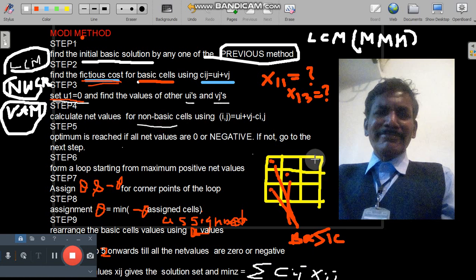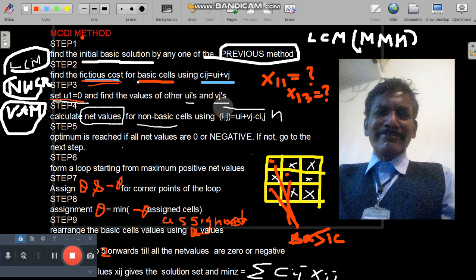Okay, so I told you that this is a non-basic cell, this is a non-basic cell, this is a non-basic cell, because the value is not assigned here. This is a non-basic cell, this is also a non-basic cell, and this is also a non-basic cell. Am I correct? For these non-basic cells, we have to find the so-called net values, by using this particular formula. This is the formula that you have to use to find the net values for non-basic cells.